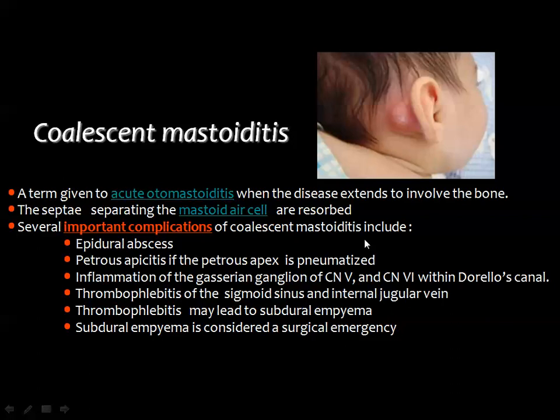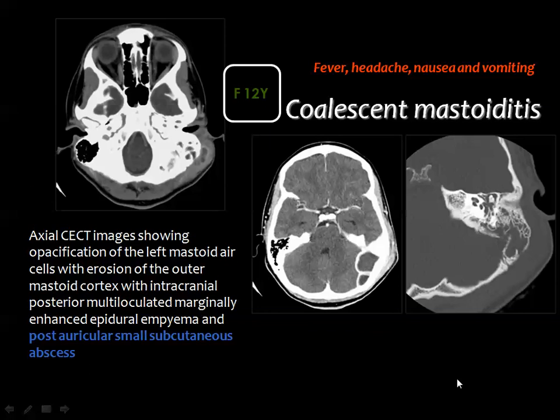process. Whenever the inflammation extends towards the brain, it may lead to epidural abscesses, may lead to petrous apicitis or apical petrositis. Inflammation of the Gasserian ganglion may lead to cranial nerve palsies. Then thrombophlebitis commonly involves the sigmoid sinus and the internal jugular vein, which are very close to the mastoid. And this thrombophlebitis may be complicated by subdural empyema, which is considered a surgical emergency.